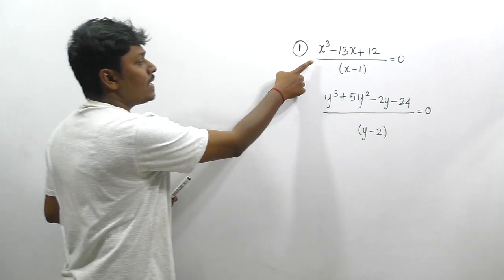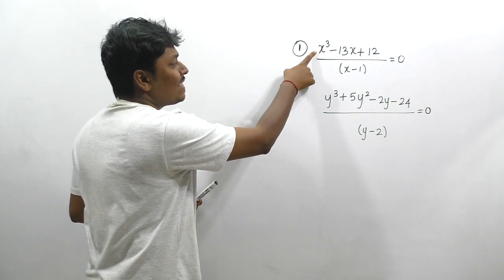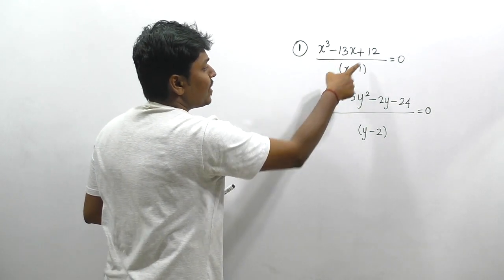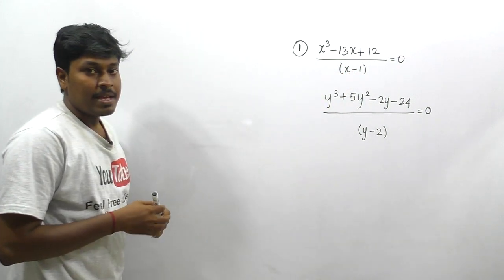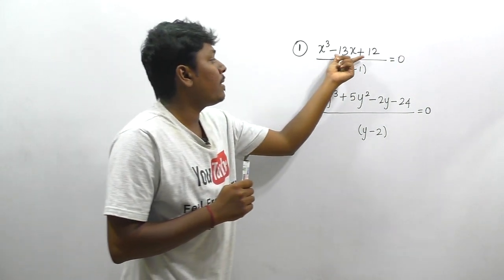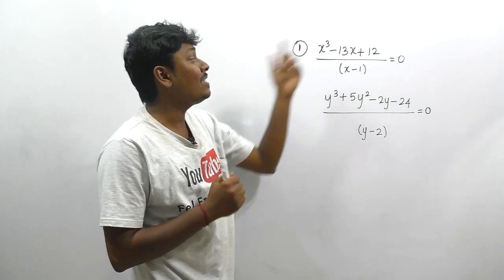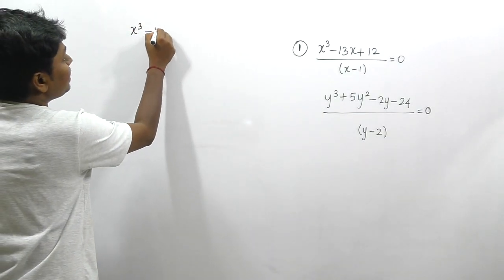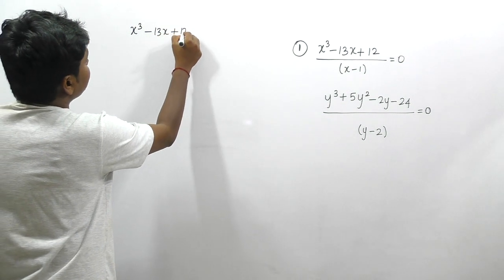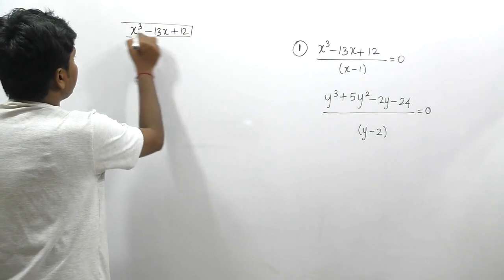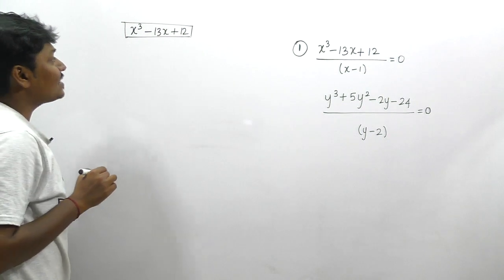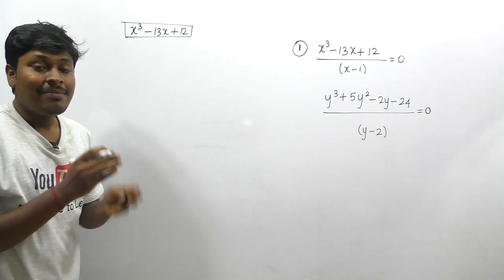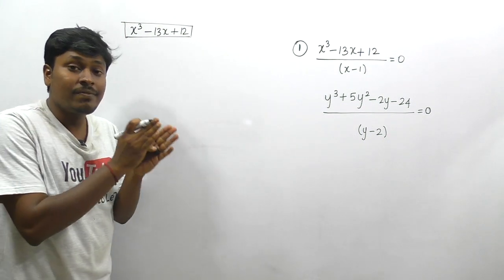Friends, I am just going to take the first equation alone, that is x cube minus 13x plus 12 divided by x minus 1. Now take the numerator part alone. Don't take the denominator part, take the numerator part alone, where the numerator is x cube minus 13x plus 12, right? This is the numerator they have given. So friends, if you need to follow the synthetic division method, listen carefully. We need to take the coefficients of x alone.